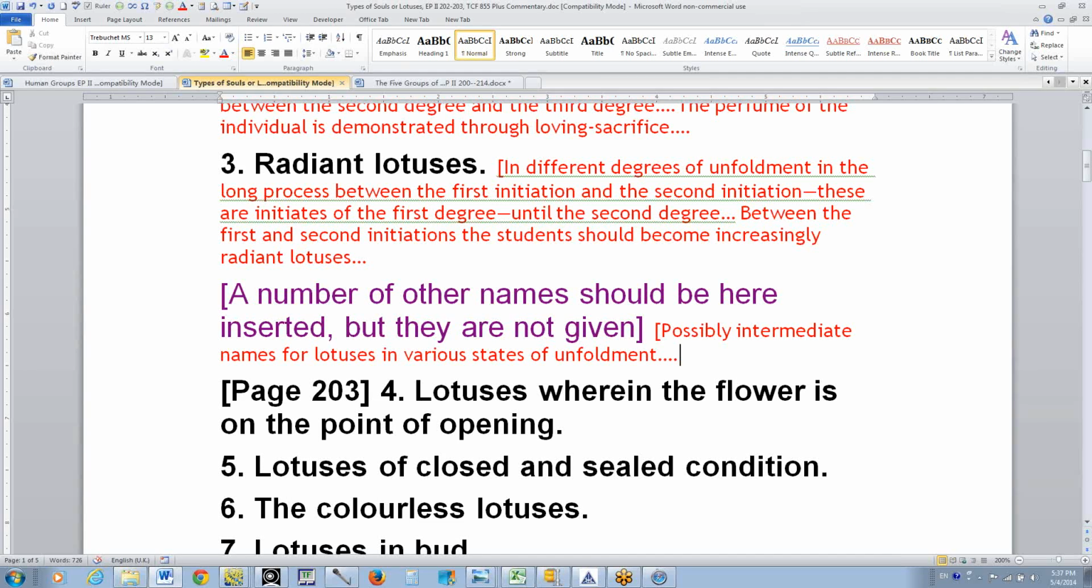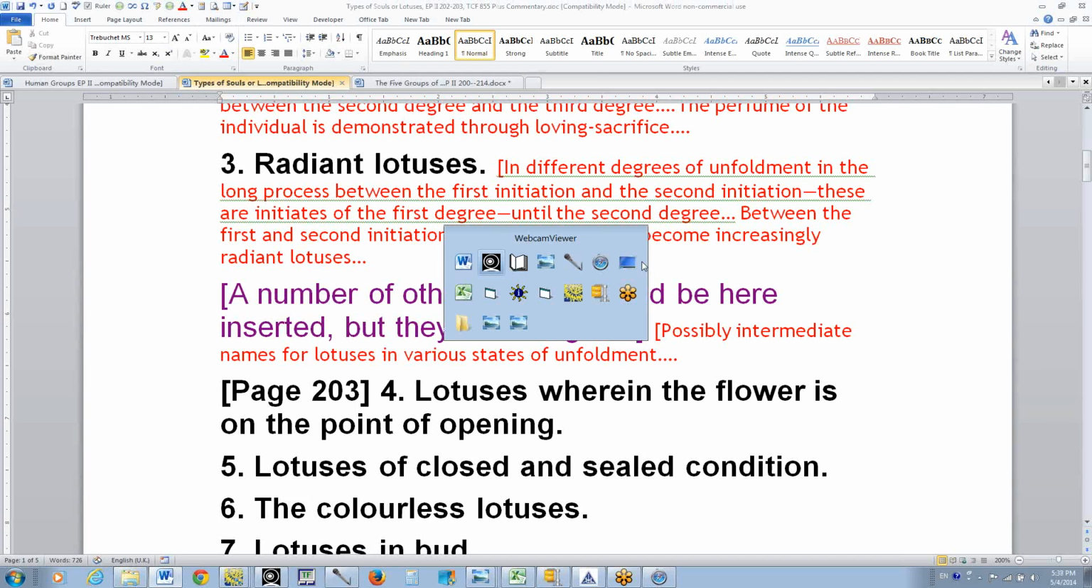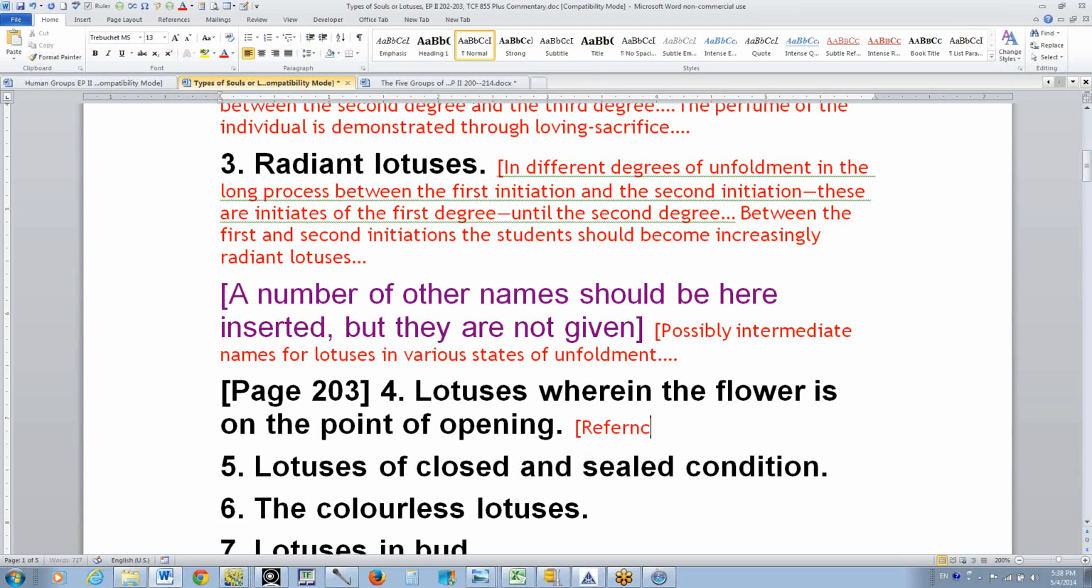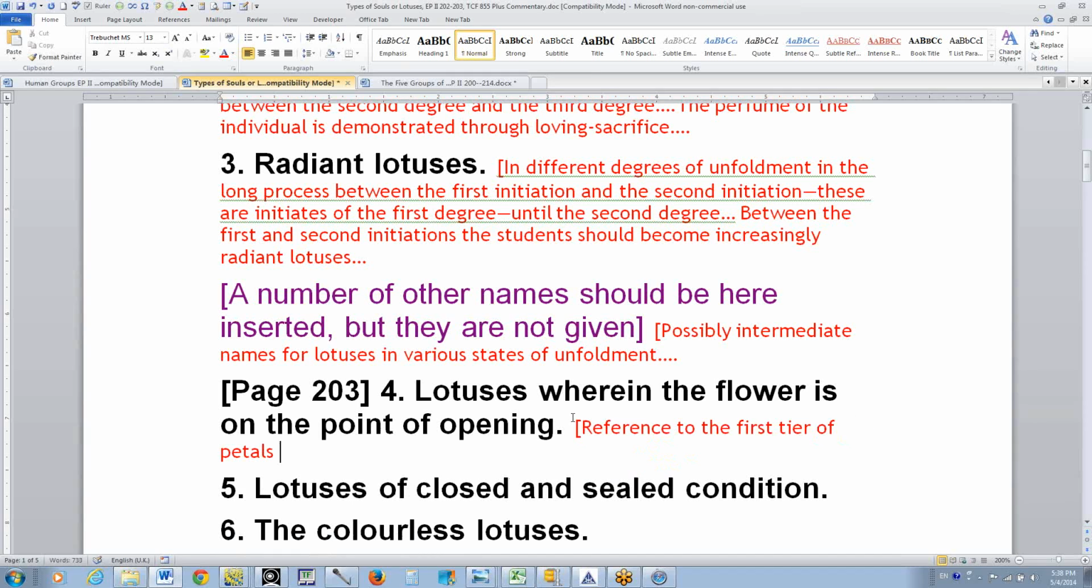Then this probably covers quite a bit. Lotuses wherein the flower is on the point of opening. But which flower? We've already dealt with the interior opening of the sacrifice petals, and that makes a full-fledged third degree initiate. When the second flower is completely opened, you have already the second or first degree initiate, so I don't think that this opening is that. I think it refers to the first opening more. A reference to the first tier of petals opening.